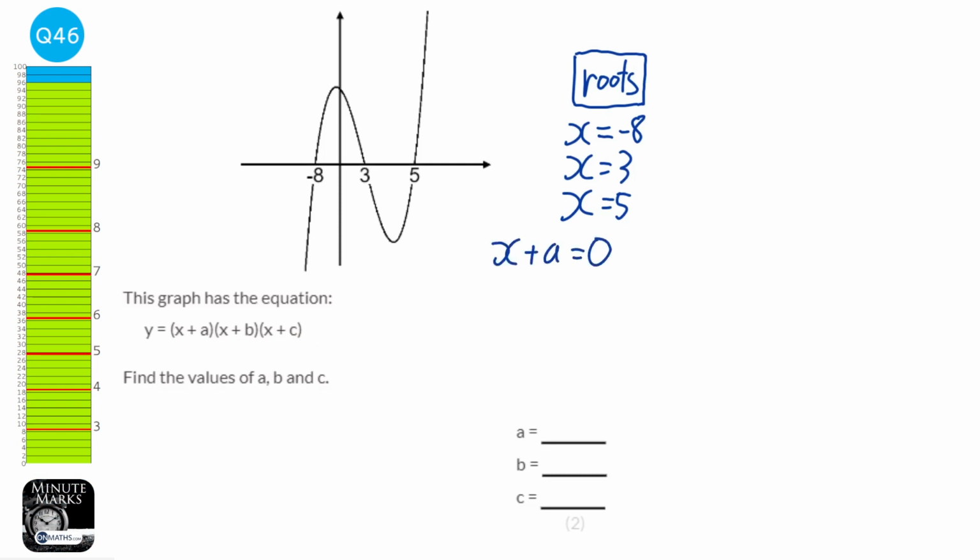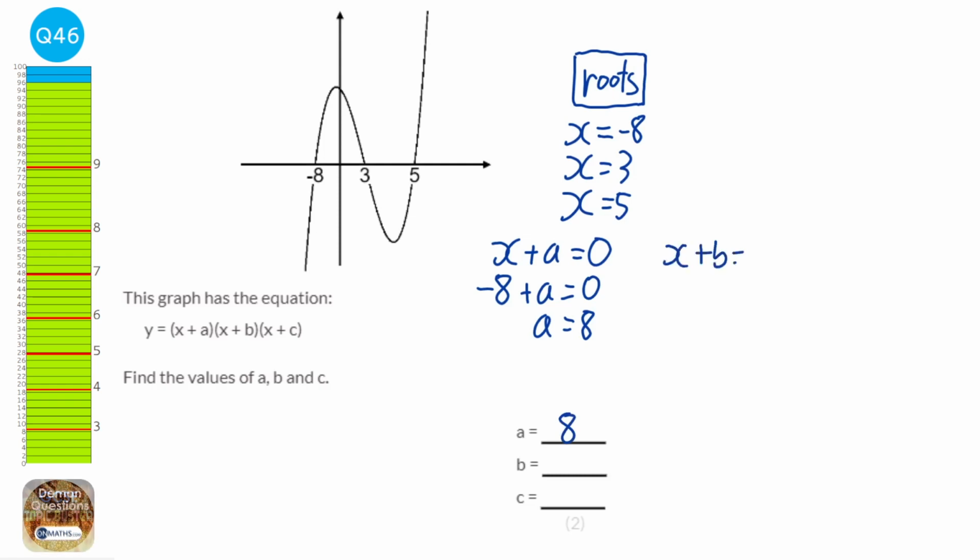So we're going to put in the first root in there. We're going to say -8 plus a equals 0. Add 8 both sides. A must equal 8. So if a equals 8, then the whole thing will equal 0. That's the first root done. Go do the same with the next one.